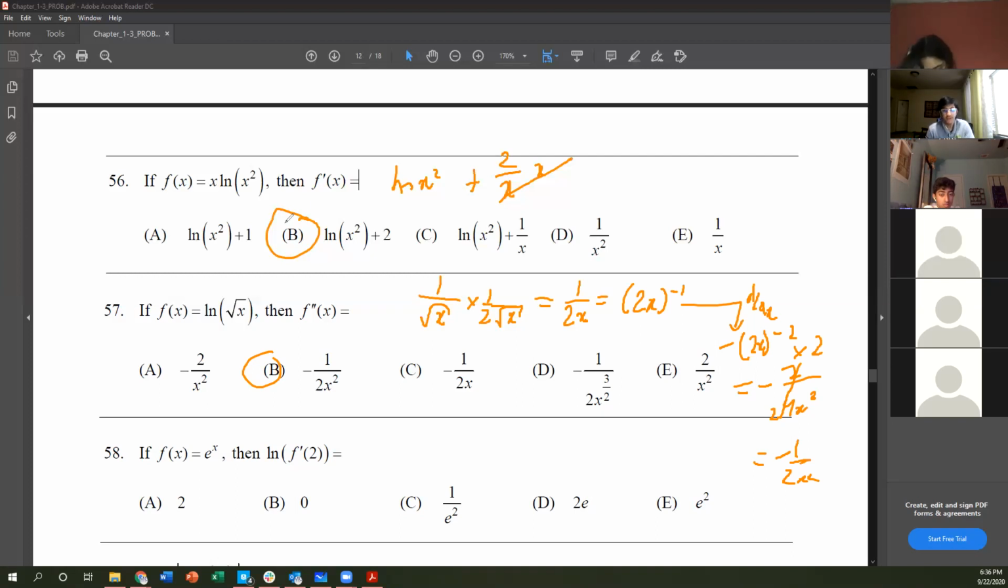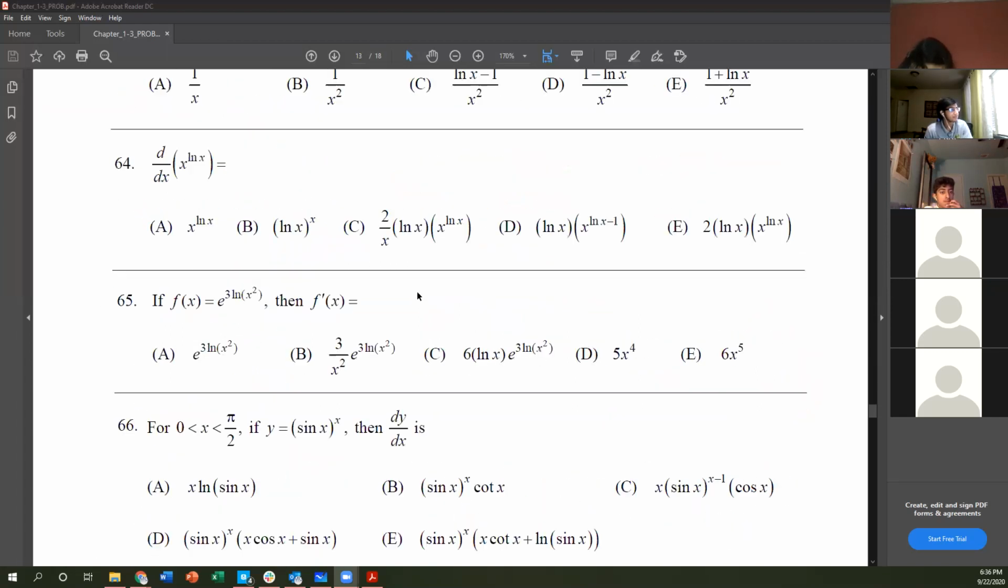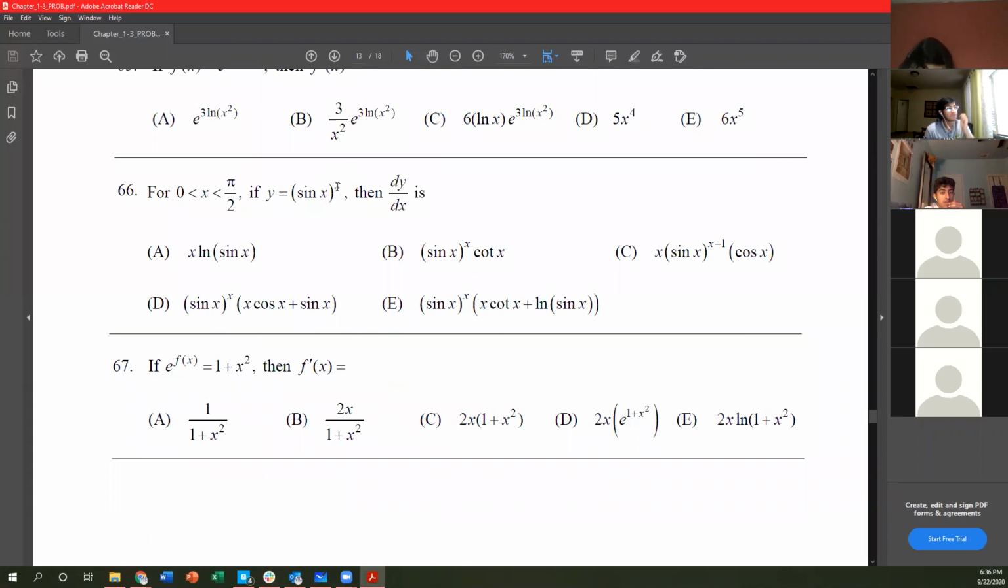Okay. Let's try another fun one. Number 66. All right, for number 66, this one requires a little special trick. You guys know how to do this? We haven't learned it yet, so I don't think you would know, but if you do, please share.